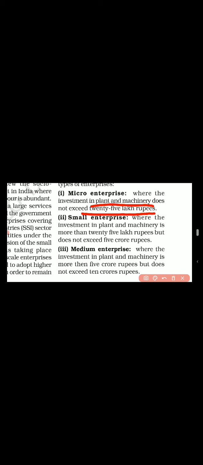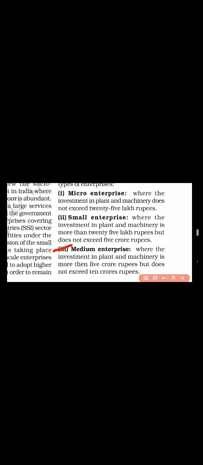And when we are talking about the small enterprise, okay, so when we are talking about the small enterprise, this investment raised from 25 lakh to 5 crore rupees. That means in small enterprise, the assets, the plant and machinery that has been used may exceed 25 lakh but does not exceed 5 crore. मतलब आप 25 लाख से लेके 5 करोड़ तक का अगर आप प्लांट एंड मशीनरी या लैंड एंड बिल्डिंग, मतलब अगर आप असेट्स यूज़ करते हो अपने बिजनेस को रन करने के लिए, सो दैट विल फॉल अंडर द स्मॉल एंटरप्राइज.